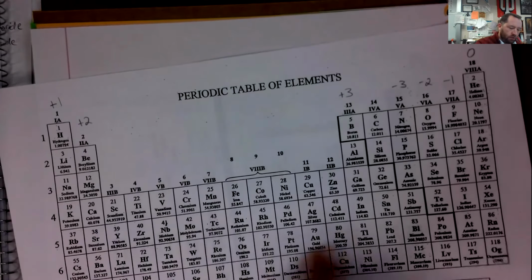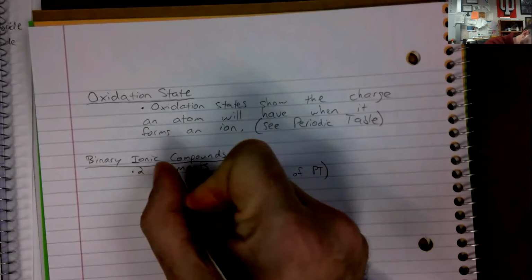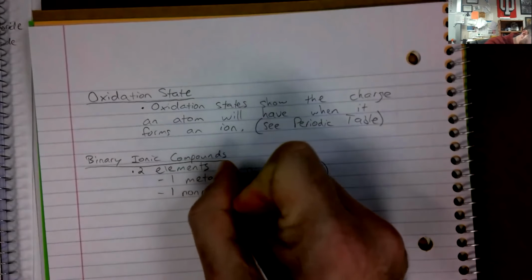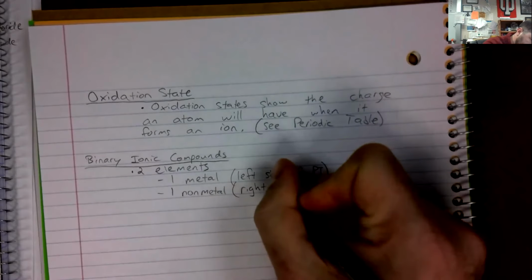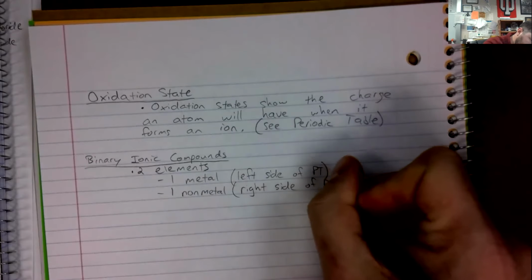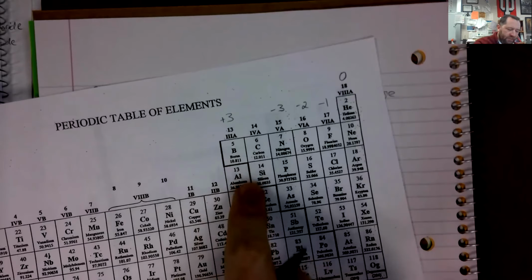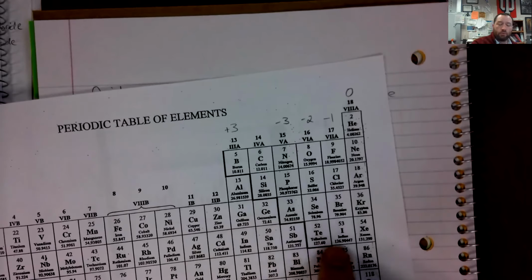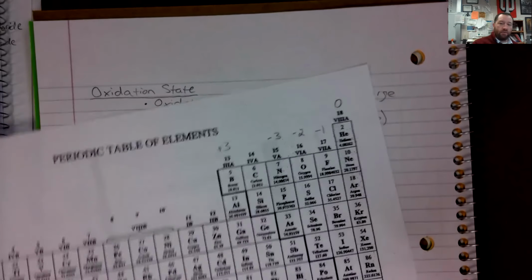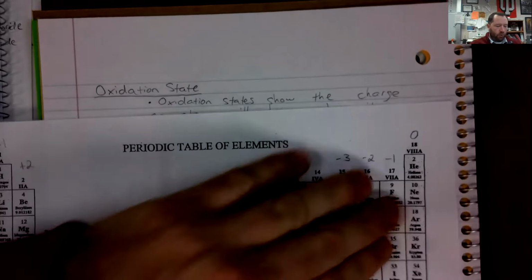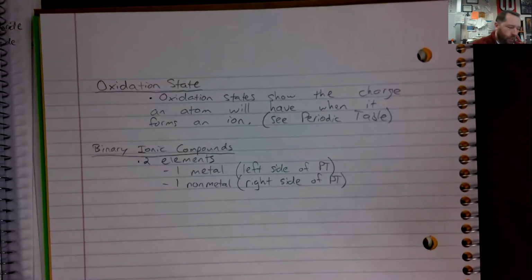That means one metal, left side of the periodic table. And one nonmetal, which is the right side of the periodic table. And again, it's not a perfect half and half. When we say right and left side, we're referring to this stair-step line. The right side is over here, the right of that. So one from each, one from the left, one from the right, you have an ionic compound. Binary means you're only going to have two elements.